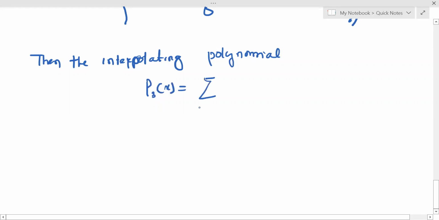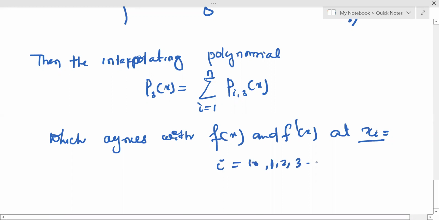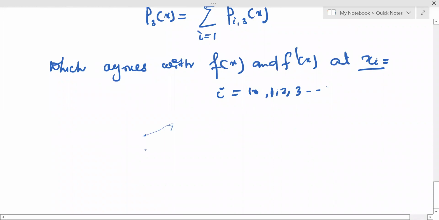that is equal to summation over i is equal to 1 to n of Pi,3(x), which agrees with f of x and f dash x at xi, where i is running 0, 1, 2, 3, etc. And P3(x) is basically defined at the nodal points like this.